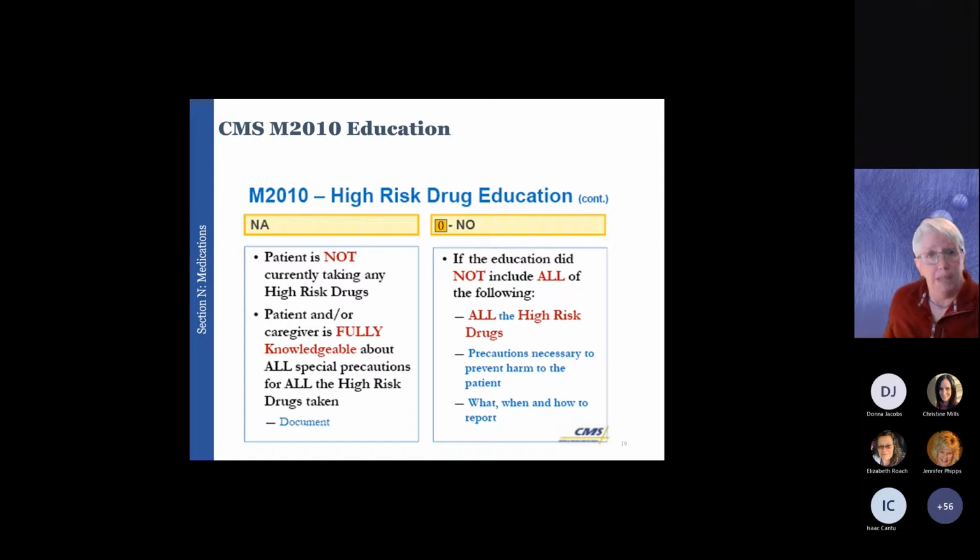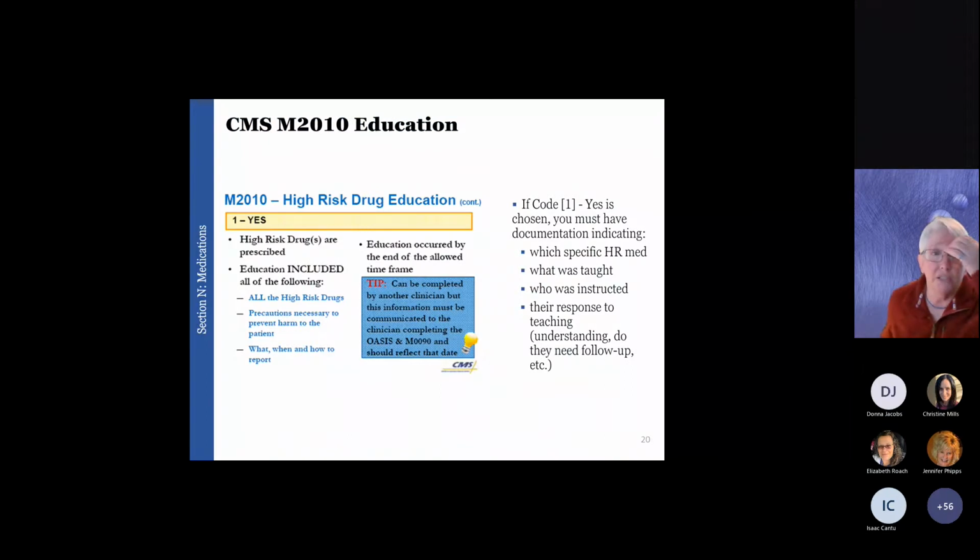Now, if education was needed and they didn't get it, so if the education did not include all of the following items, they didn't go over all the high-risk drugs before they're trying to lock this OASIS down, or they didn't include any precautions necessary to prevent harm to the patient, or tell the patient what, when, or how to report when any troubles happen, then they're not fulfilling the requirements of this item. So this would have to be a no. And of course, a yes means they obviously did everything right.